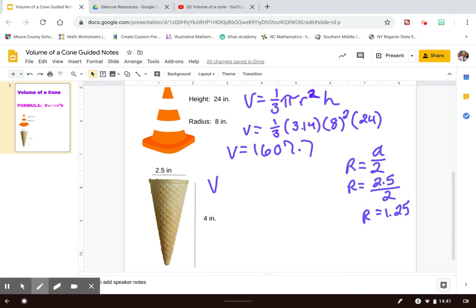So we'll start over here. Volume equals 1/3 pi r squared times my height. So the volume equals 1/3 times 3.14. My radius is 1.25 squared. And then my height is going to be 4.